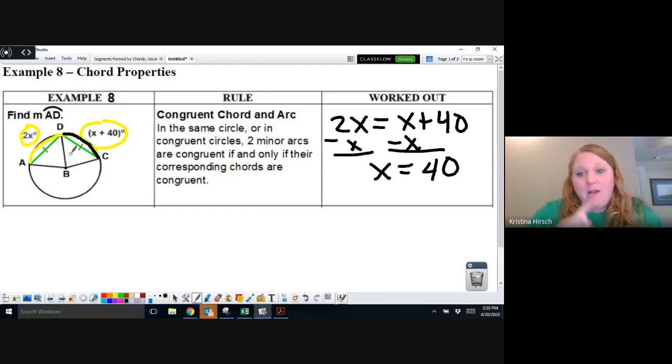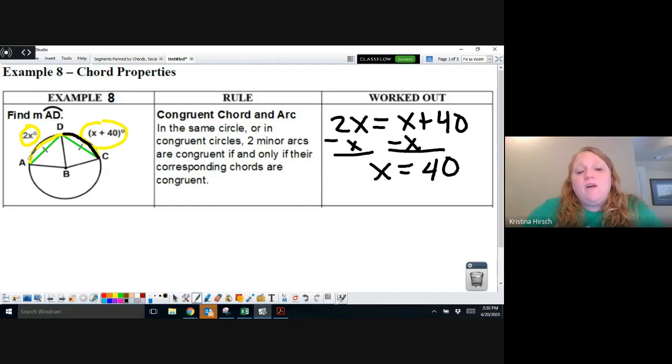Some of the things that you could be asked is they may give you a picture like this, and they may only want you to solve for x. They may want to know, what is the measure of arc AD? And you would say it's 80 degrees. What is the measure of arc CD? It's also 80 degrees. They may ask you, what is the measure of arc AC?